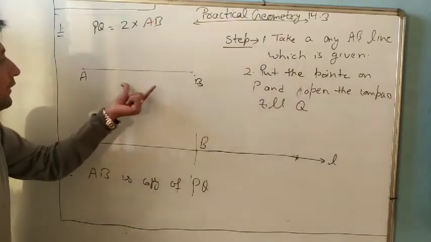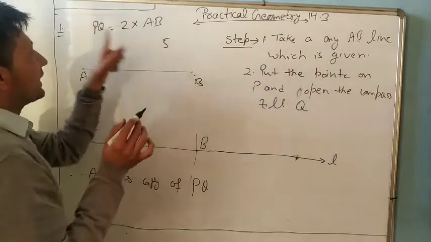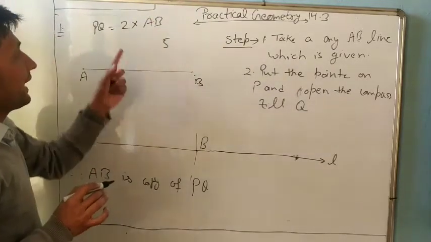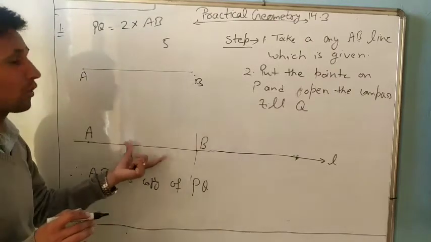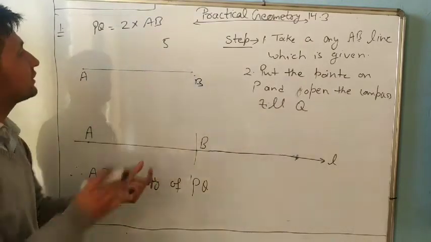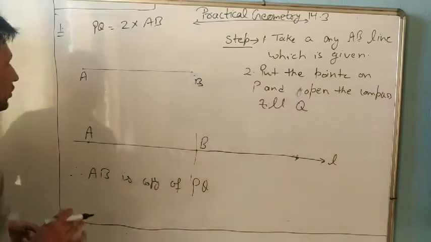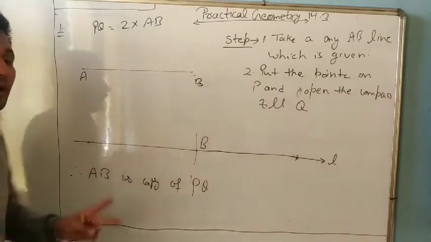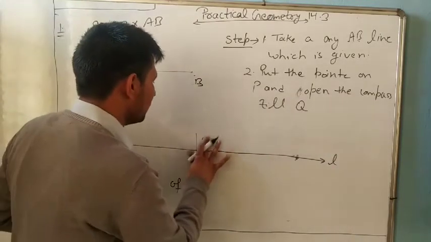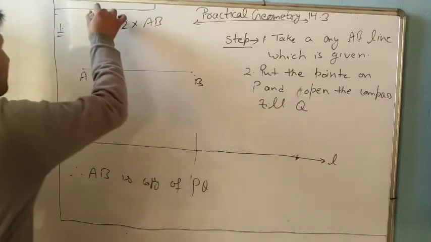Twice of means if AB is 5, PQ is 10. If AB is 2, it is 4. If AB is 6, it is 12. We don't know the length, so we keep it the same as it is. We want to make it 2 times. So what will we do? We want to make a PQ line.